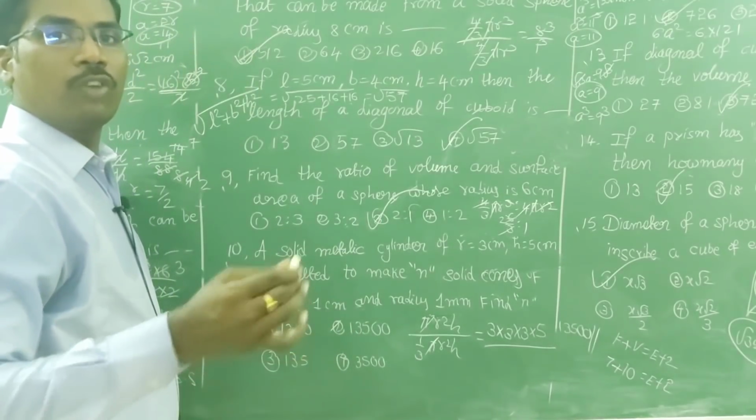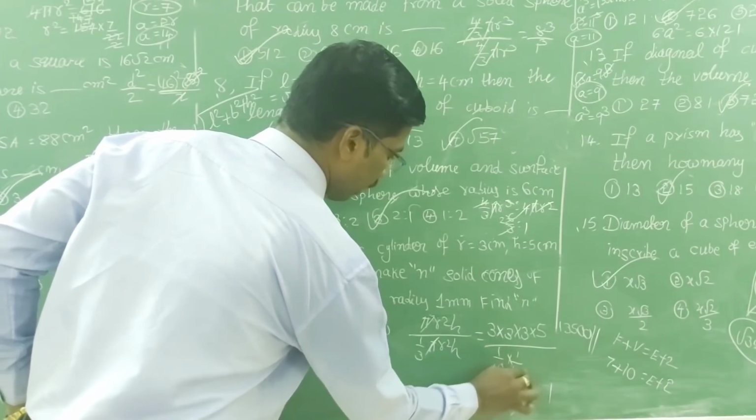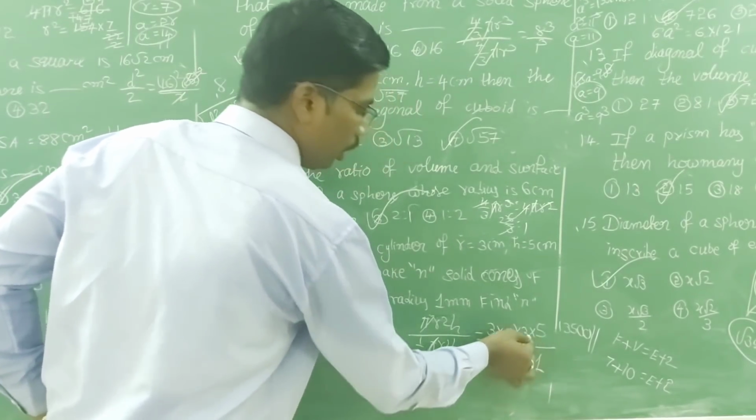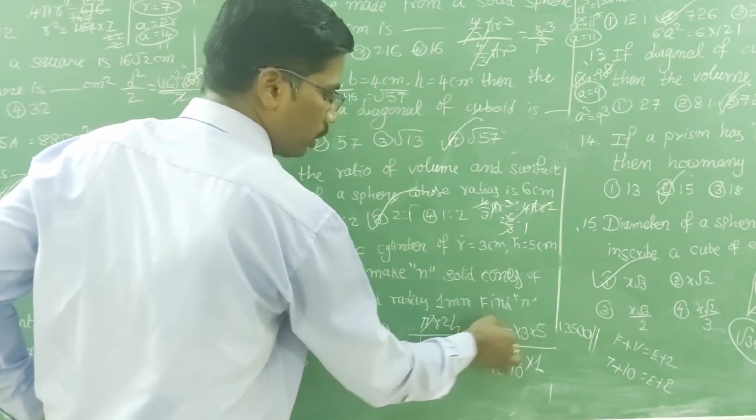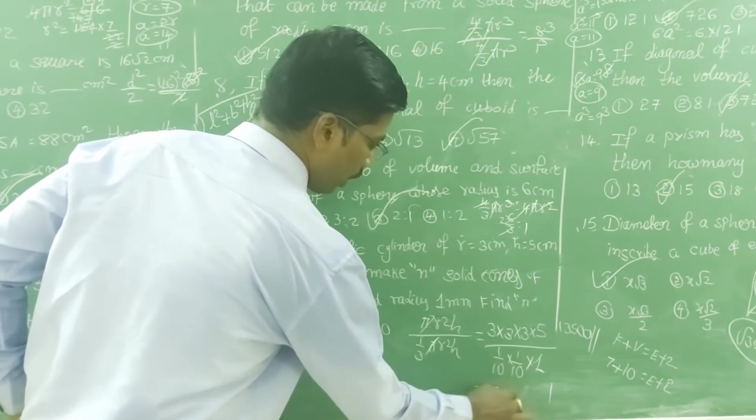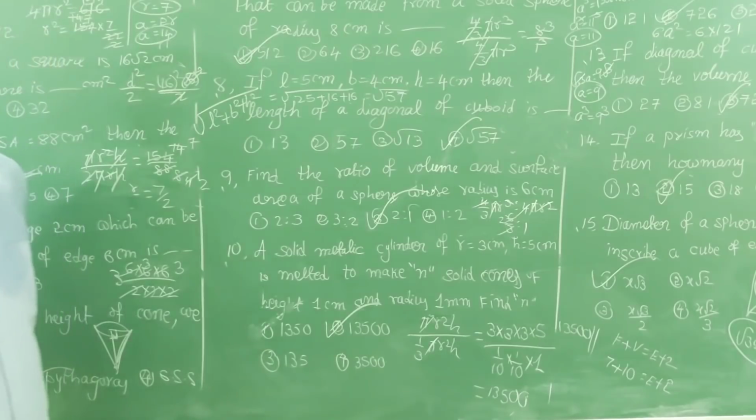1 millimeter is nothing but 1 by 10 centimeters, so 1 by 10 into 1 by 10, because r square into height. Height is 1 centimeter, so into 1. 3 3s are 9, 9 3s are 27, 27 5s are 135. And this 100 will go to numerator, that is 13500. So that is the second option, 13500.